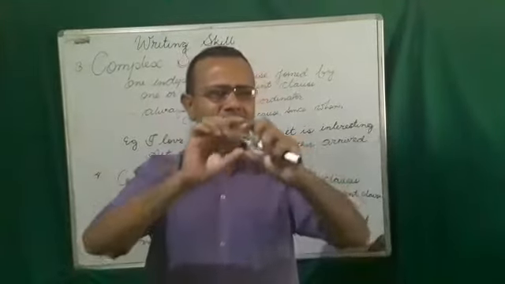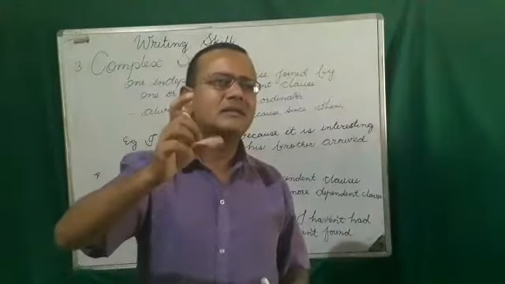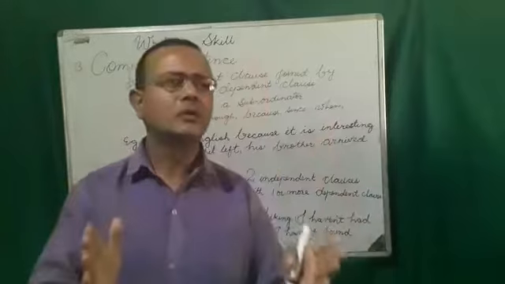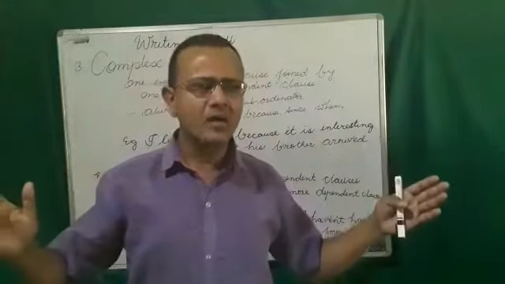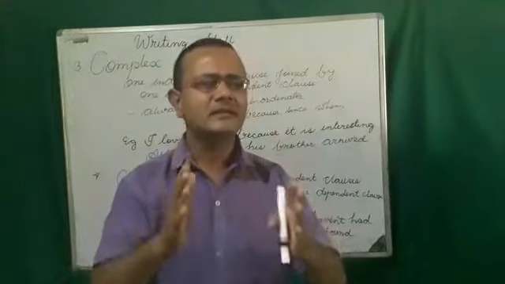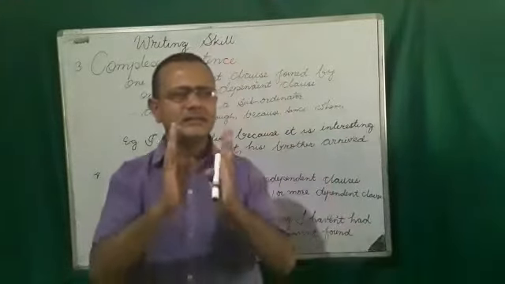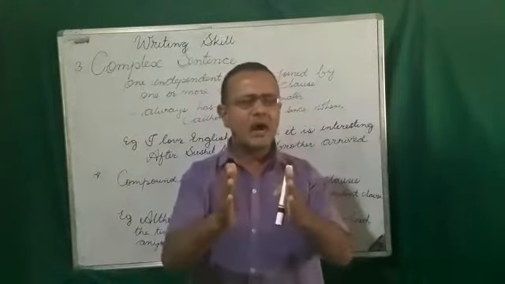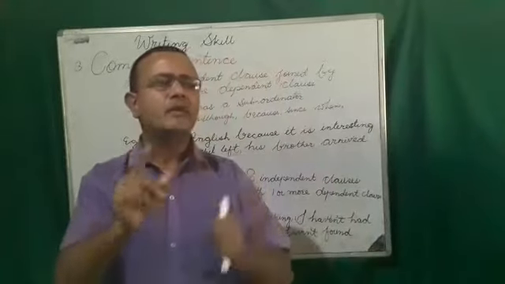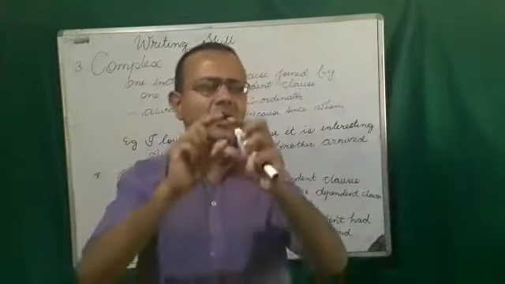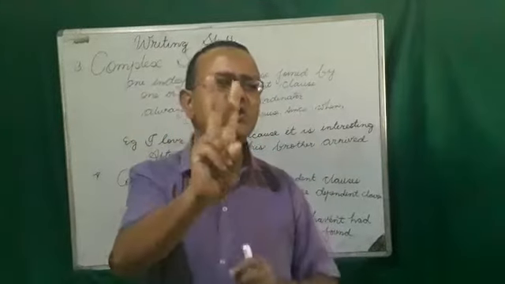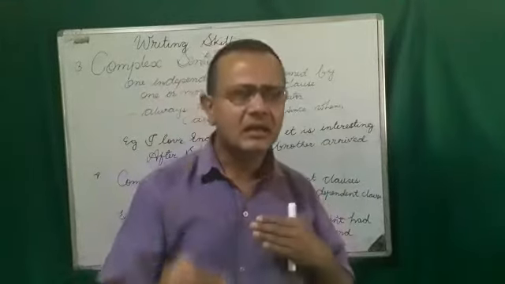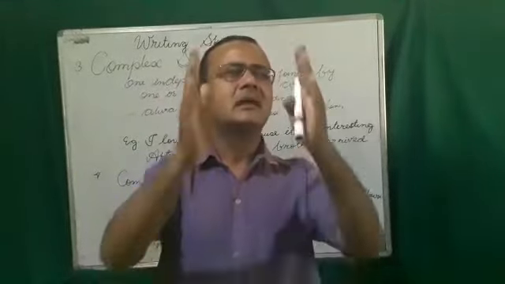Generally these dependent clauses start with or are joined by words like although, when, relative pronouns, and then if sentences, etc. Now let's talk about the compound complex sentence. As the name suggests, compound means two independent clauses. A compound complex sentence is made up of two independent clauses and one or more dependent clauses. That is a compound complex sentence.